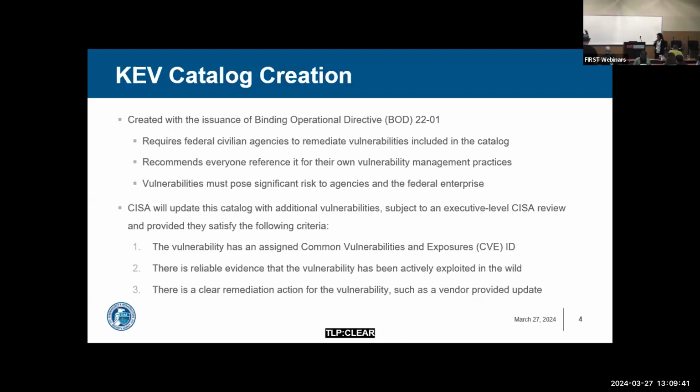There are many, many other sources for vulnerability identification and remediation. All the other ones don't have to care about BOD 22-01. And so we care the most about things that have significant impact to the federal enterprise. Say it with me: significant impact to the federal enterprise. Because those are the ones we care about. Yes. So thank you.